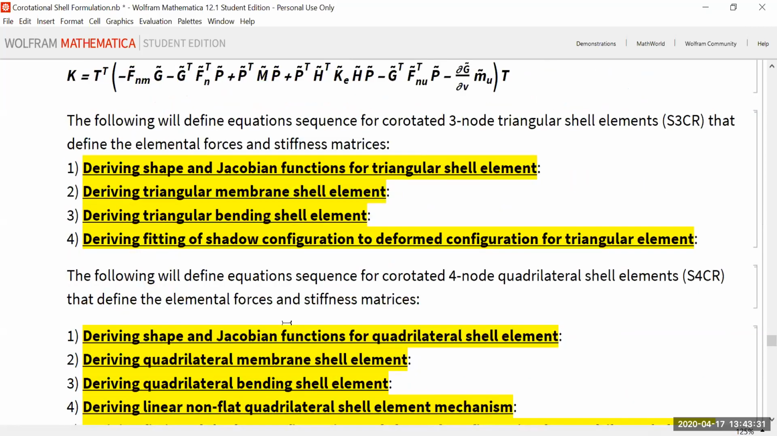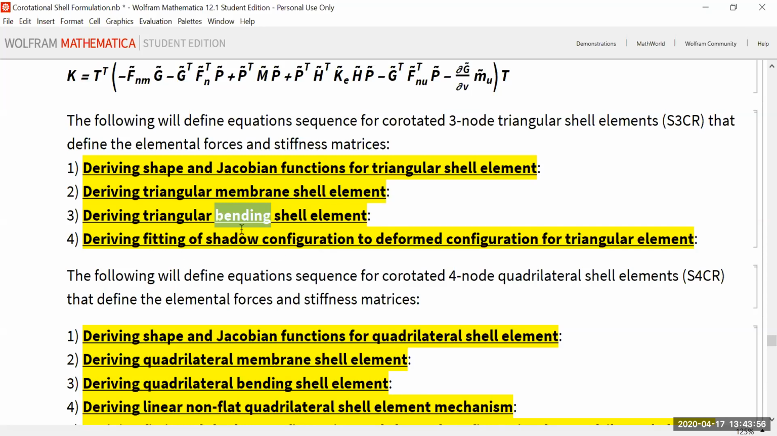So now I'm just going to briefly talk about the finite element formulation. I'll show you more of this next time, but mainly the two. So this is the first one, the 3-node. What you do is you just derive the shape and Jacobian functions. And then since this is a shell, I'm going to show you later on how you compose the membrane and then the bending of the element.